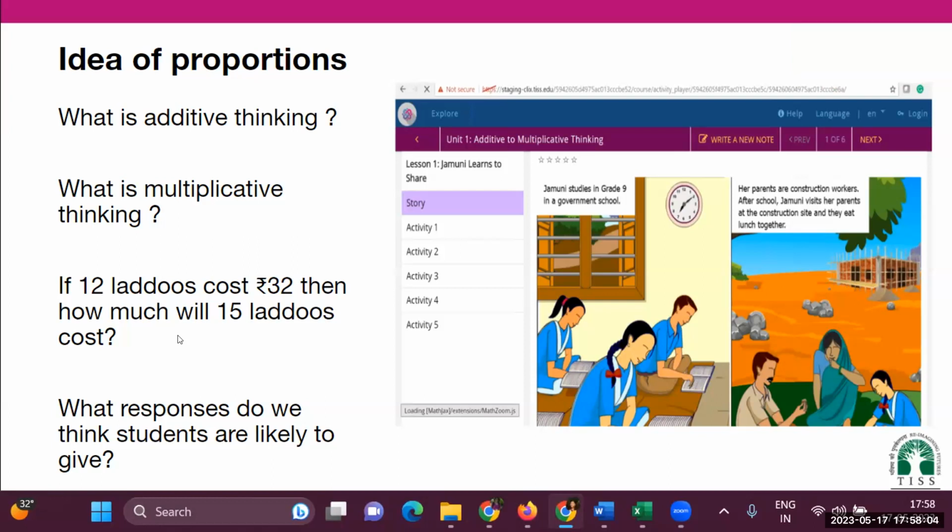Whether it is now or 20 years from now, the difference between my age and Tuba's age will remain the same. My question here is, since multiplication is nothing but repeated addition, what is the difference between additive thinking and multiplicative thinking?